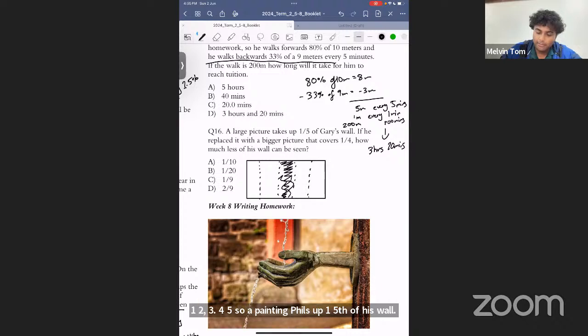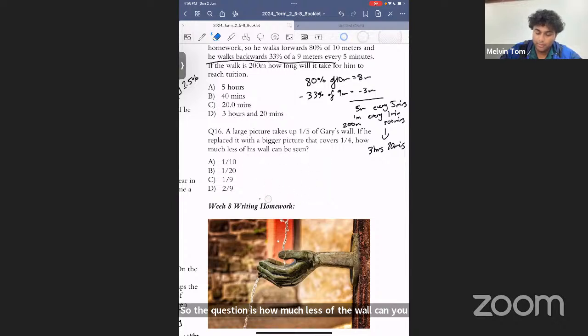But then now he's got a new painting which fills up 1/4 of his wall. So 1/4 would be 1, 2, 3. So now it fills up this much of the new wall. So the question is, how much less of the wall can he see? So it would be 1/4 minus 1/5.